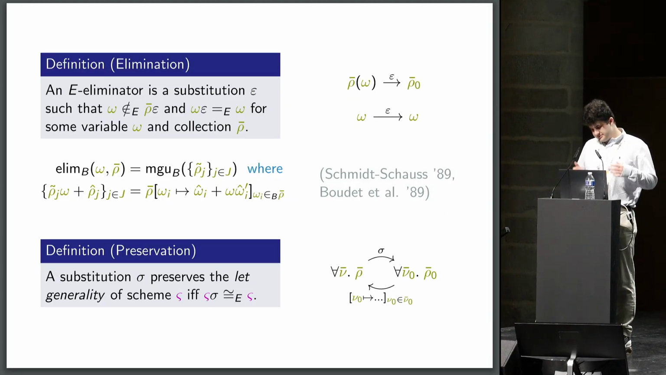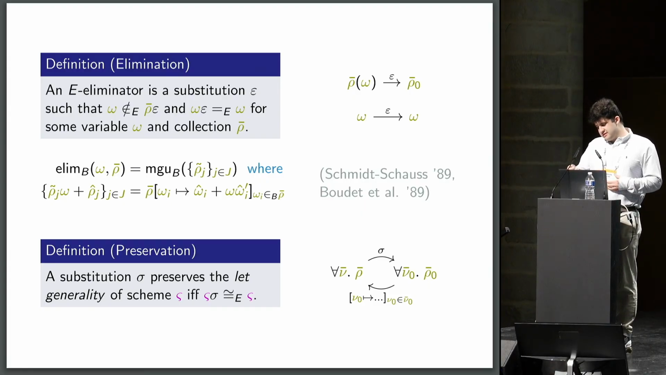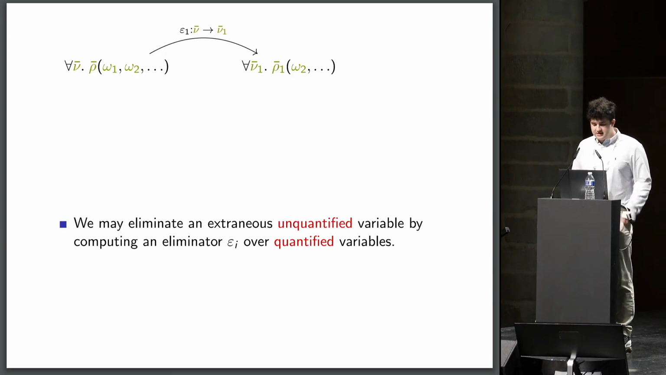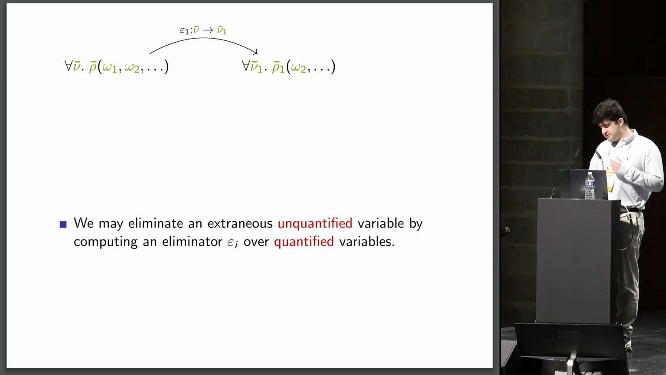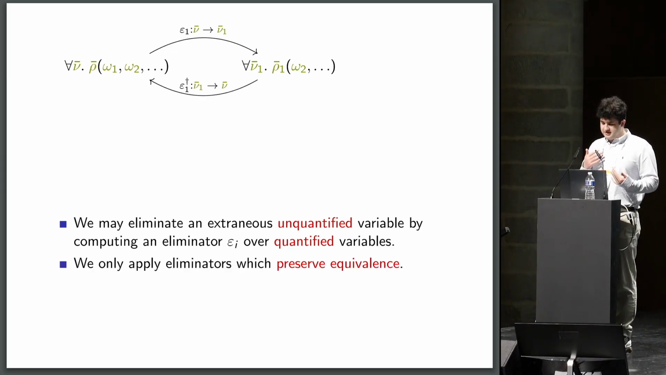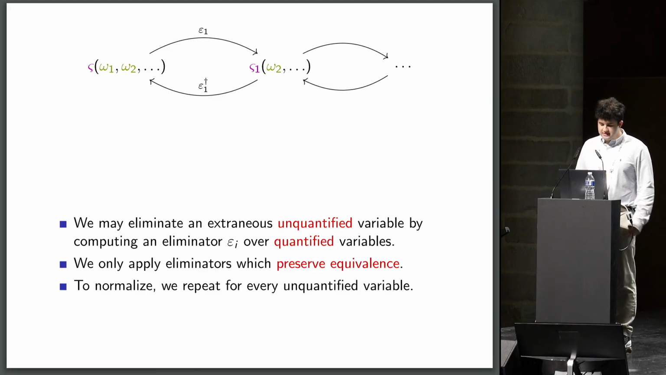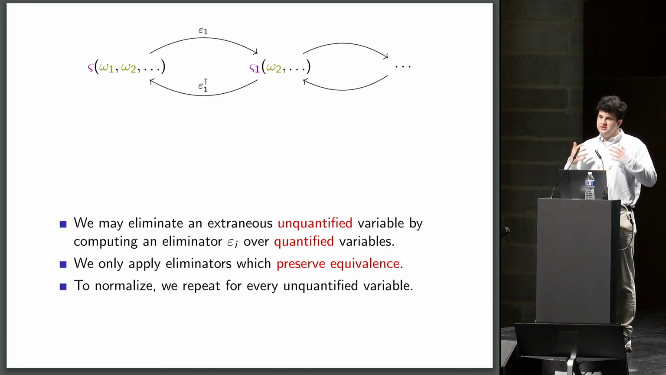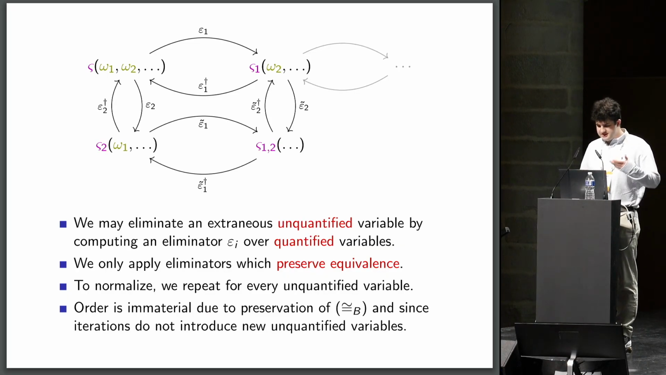Okay, and we care about this idea of preservation. So if we apply a substitution sigma, or some instantiation on rank 1 variables back, we say that it preserves the let generality. A substitution preserves the let generality if it doesn't actually change what the scheme is up to equivalence. Okay. So again, we are going to compute eliminators on rank 1 variables of rank 0 variables, and we're only going to keep those that preserve equivalence. Okay, and so to normalize, we just repeat this process for all of the rank 0 variables until we're left with only the ones that are essential. Okay, order doesn't matter because everything is equal up to type scheme equivalence.